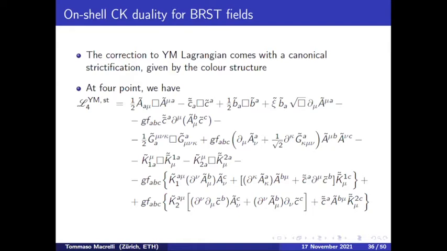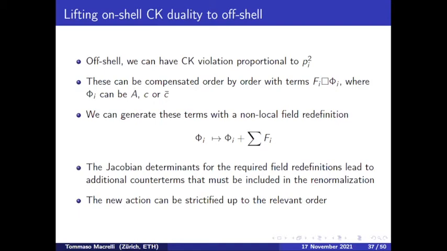Now, but we want to do more. We want to lift the color-kinematic duality from on-shell to off-shell. So off-shell, the only possible violation of color-kinematic duality should be proportional to p squared, where p is the momentum of an external field. So this term can be compensated order per order with terms in the action that are proportional to the equations of motion of the fields. Again, we can generate these terms with a field redefinition that in general would be non-local.